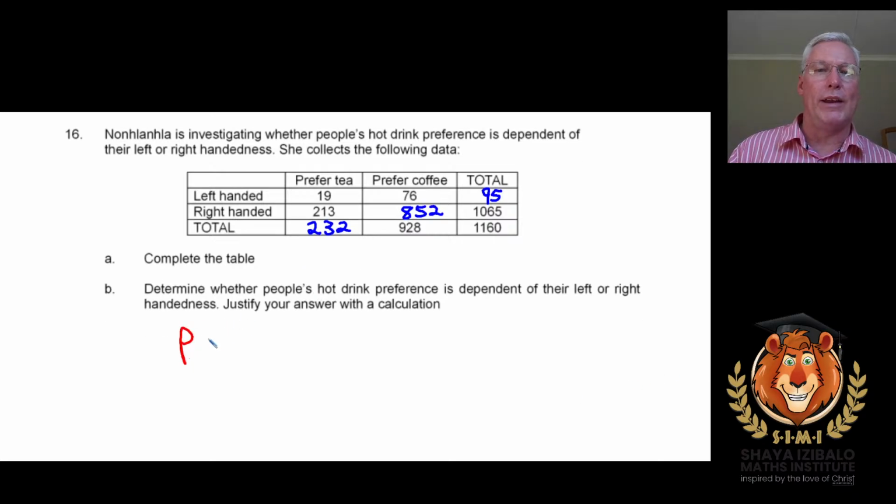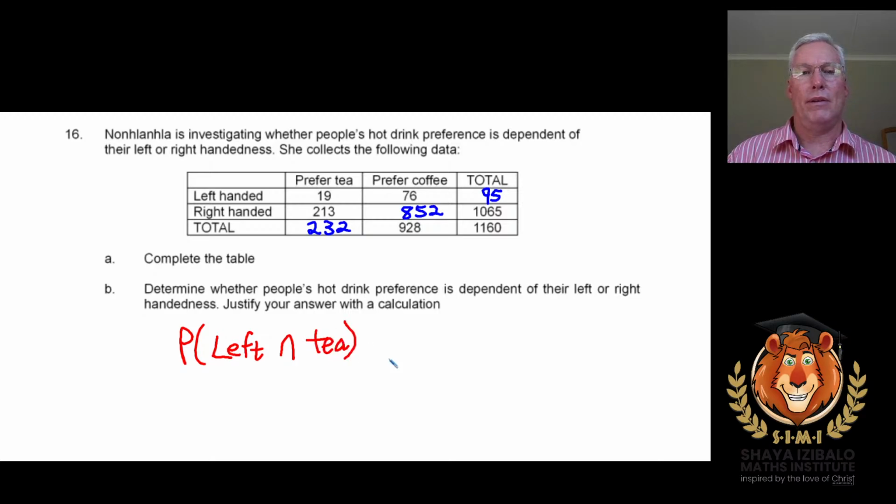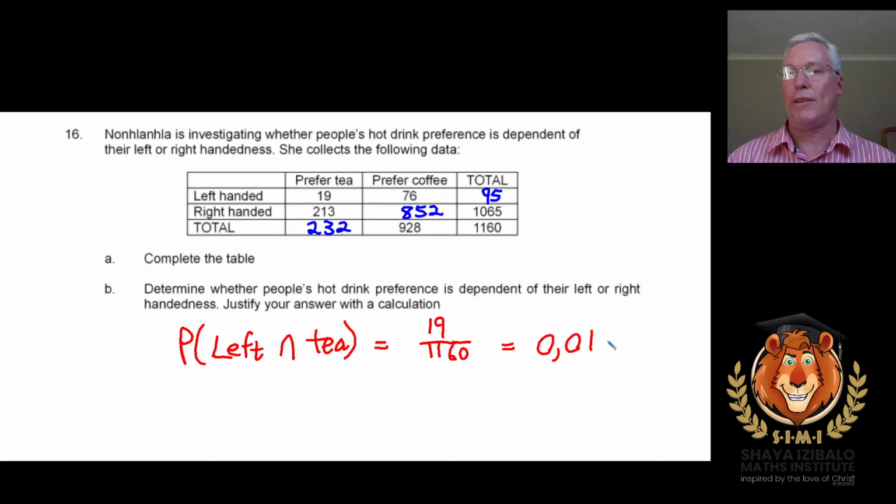What we're going to do, we're going to take one specific possibility, being left-handed, for example, and liking tea. Right. And the probability of finding such a person, well, there are 19 left-handers who like tea out of our total sample space of 1160. And if we work that out to a decimal, it's 0.01637.